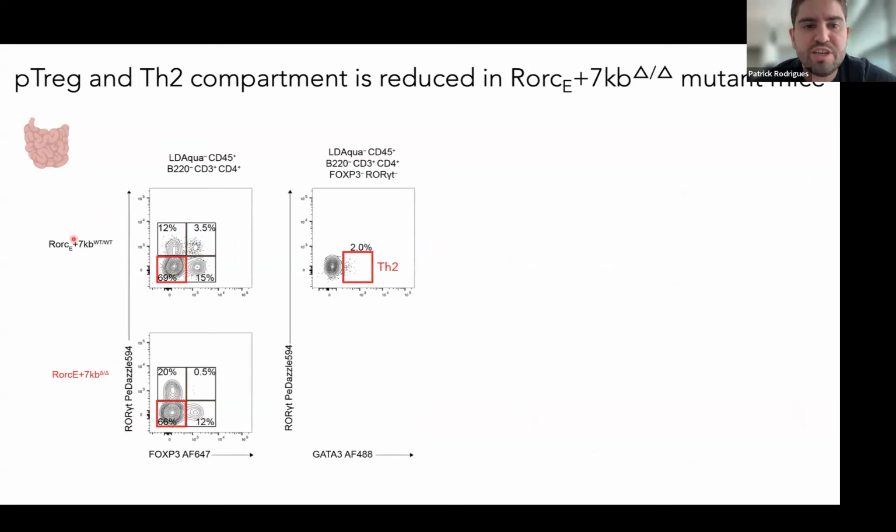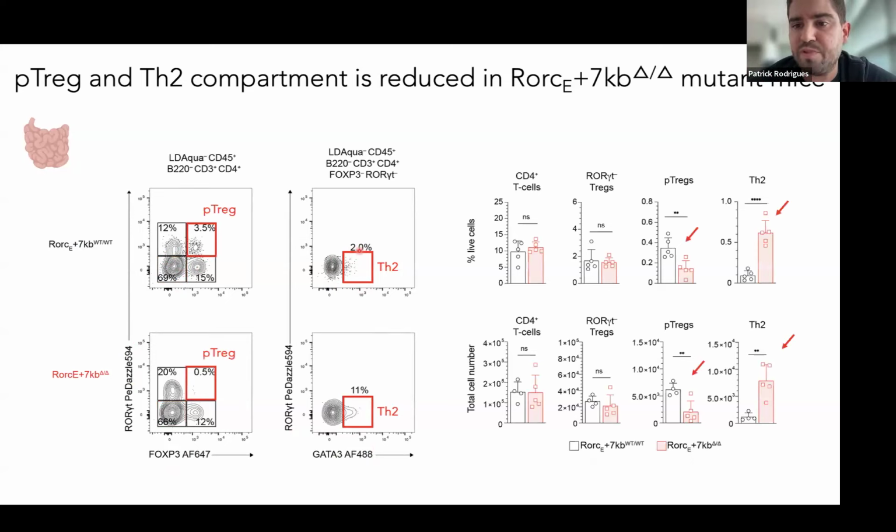What was even more astonishing is that if we now focused on the Rorγt FOXP3 double negative CD4 T cells and used GATA3, which is a transcription factor essential for Th2 responses, we saw that in the wild-type compartment we had very few Th2s. However, in the enhancer knockout, there was a very big increase of the Th2 compartment. We also validated that by looking at the frequency of live cells as well as the total cell numbers. You can clearly see that the PTRAC is affected, so highly downregulated, whereas the Th2 is increased in our enhancer knockout mice.